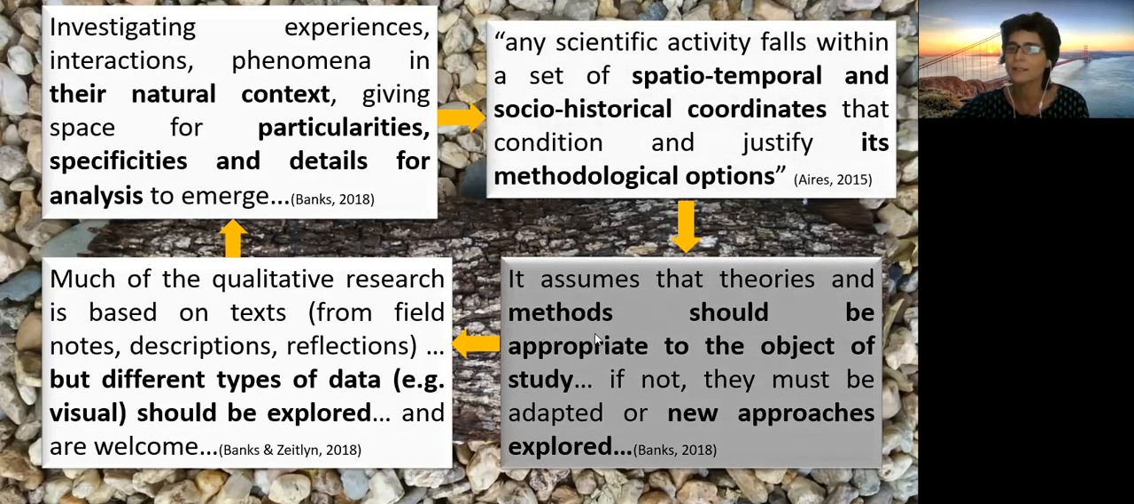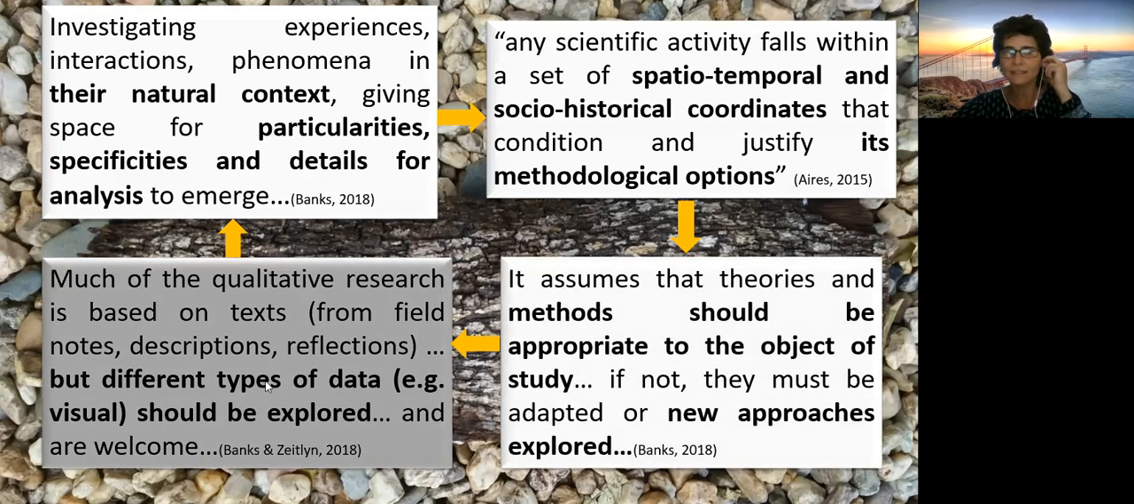Qualitative research is related to using methods that are appropriate to the object of study. So when we decide to use visual methods or visual data, we need to understand if they really bring value to our research. And Banks mentioned this in the last edition of his book from 2018, that we need to adapt and bring new approaches to our research, and different types of data. So we have texts, but we can also have other types of data, for example visual ones: not only static images, photos, but also dynamic images like videos. Videography is another world that I would like to research in the future. These are different types of data that we can use in our research.